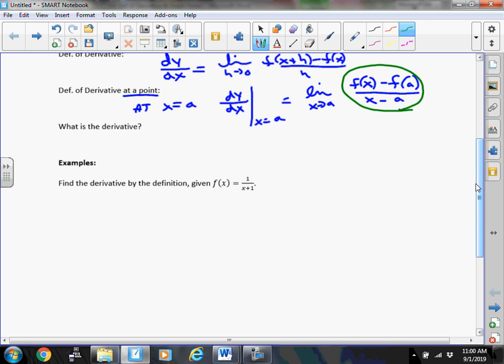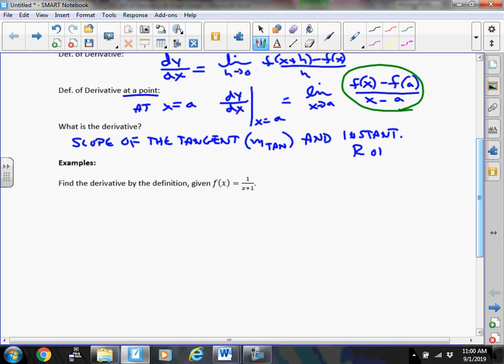Okay, so what is a derivative? A derivative, we've stated this before, is the slope of the tangent line, or quaintly called the m tan. And it's also, for application purposes, instantaneous rate of change.